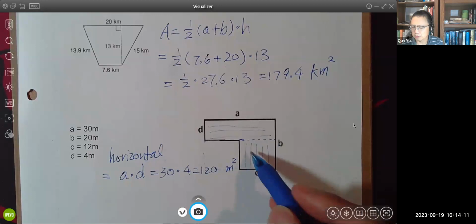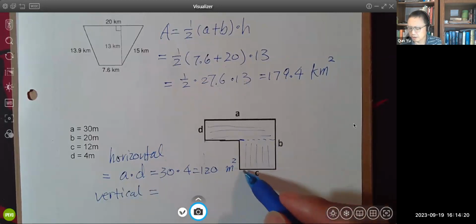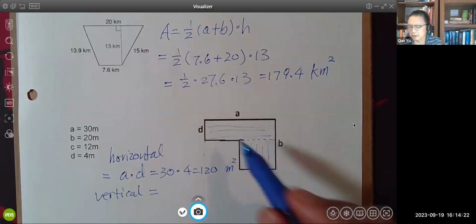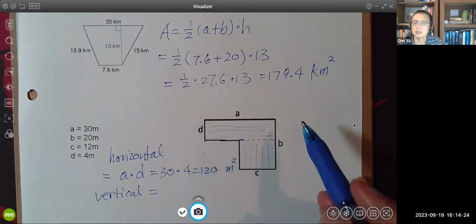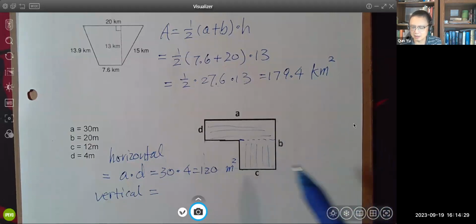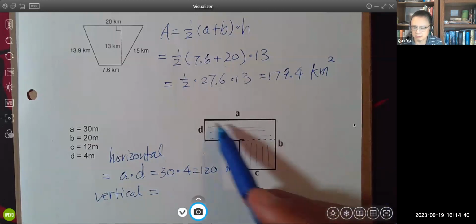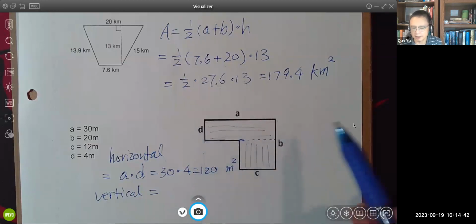Now I'm ready to do the vertical one, right? So vertical area, length times width. Length is C. It doesn't matter which one you call length and width. Length doesn't have to be longer than the width. The reason is eventually these two numbers multiply together. In multiplication, you all know that order doesn't make any difference. 2 times 5 equals 5 times 2, right? Which I call length or width doesn't make any difference.